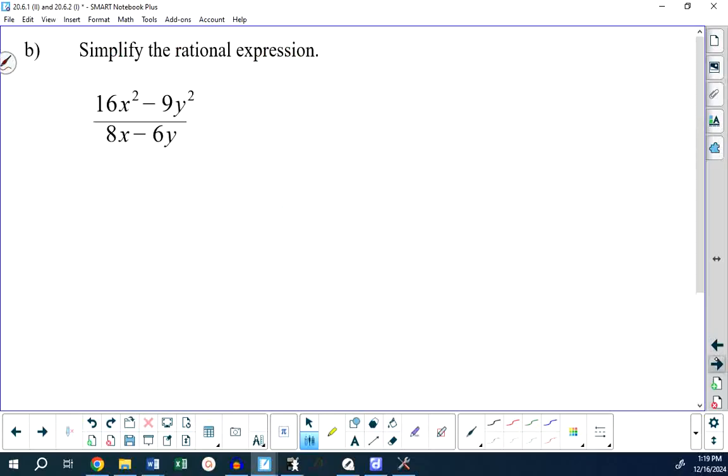All right, simplify the rational expression. So we factor. You cannot simplify, which means cancel, unless you factor. The numerator is a difference of squares. 16x squared is 4x quantity squared. 9y squared is 3y quantity squared. So the numerator factors as, I don't know that this has really been said to you, but a difference of squares factors into the conjugates. So 4x plus 3y, 4x minus 3y.